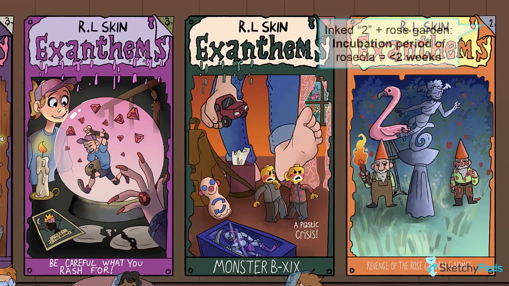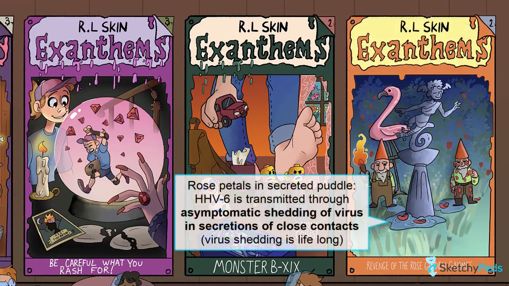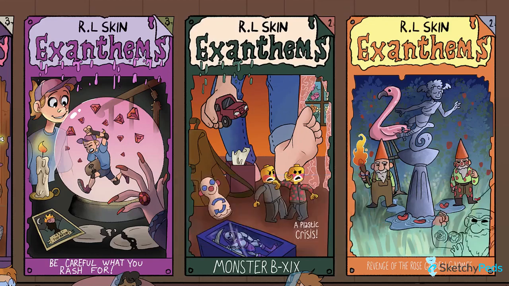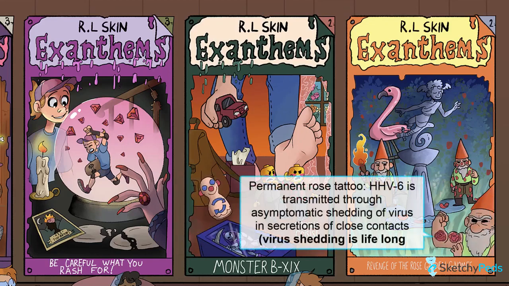While roseola has an incubation period of less than 2 weeks, see the 2 inked in the corner, the human herpes virus 6 is primarily transmitted through the asymptomatic shedding of virus in the secretions of close contacts, seen here as rose petals that have fallen into the puddle secreted from the fountain. It is thought that virus shedding is lifelong, as permanent as those rose tattoos on the gnome's arm.